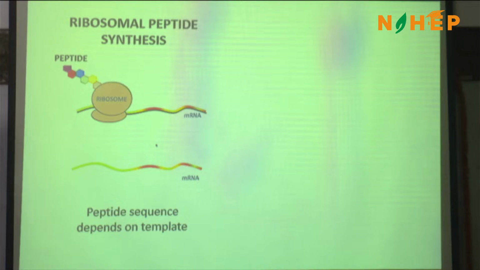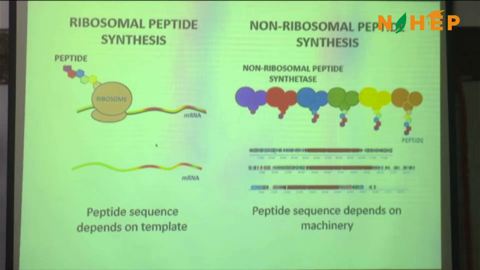Okay, so what if I tell you that there is another way to produce these secondary metabolites? There is another way. Are you familiar with non-ribosomal peptide synthesis? No? Okay, great. Josh will expand on this, I think, on Monday. So these are non-ribosomal peptide synthetases.